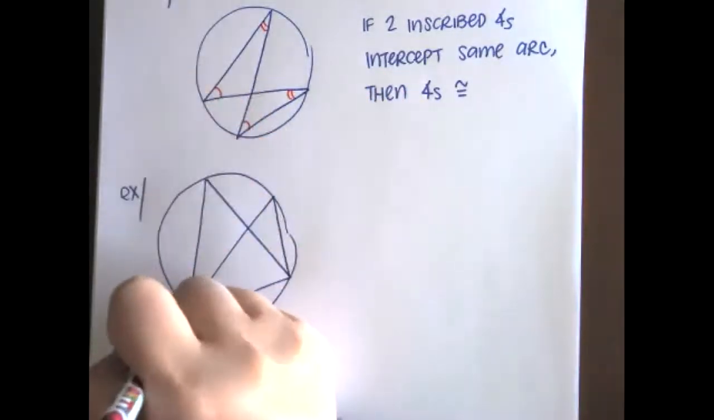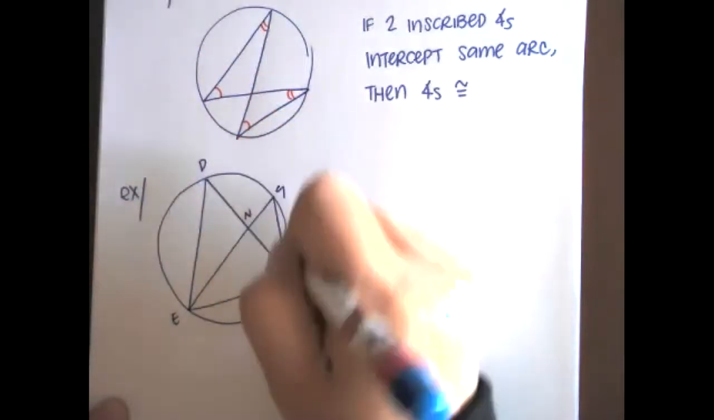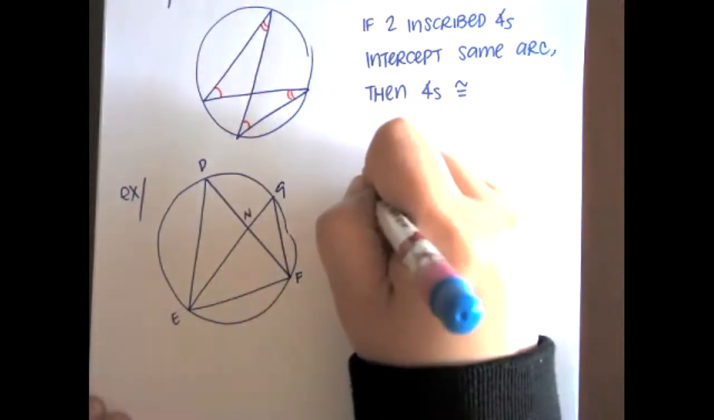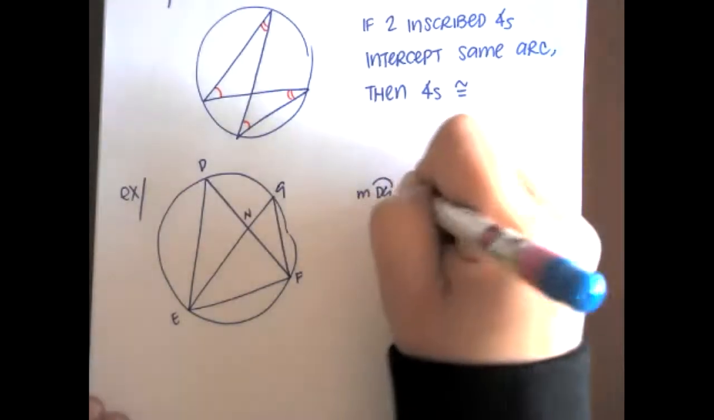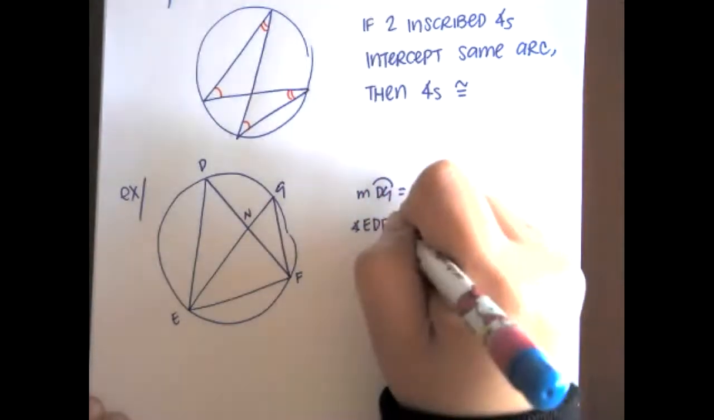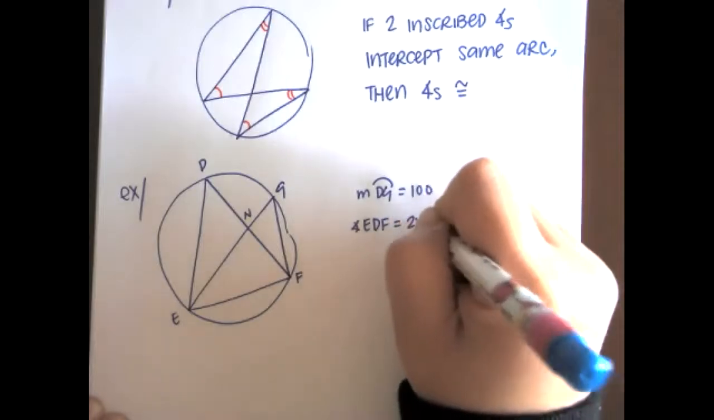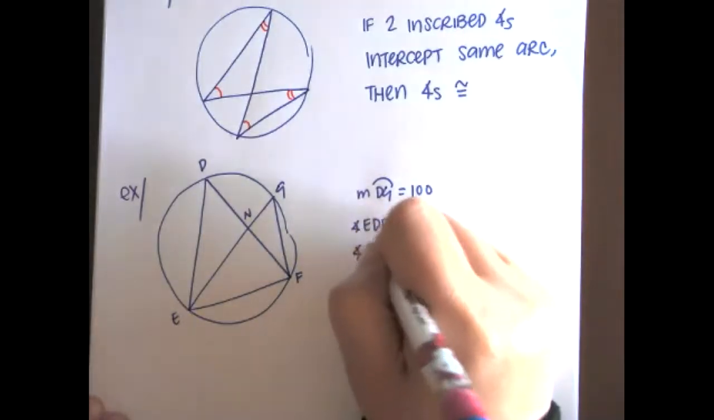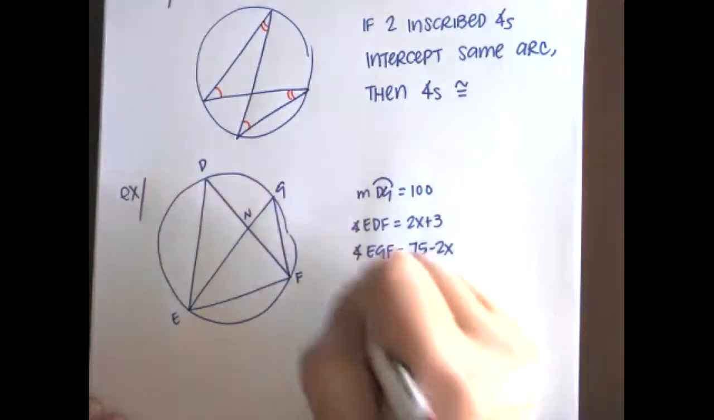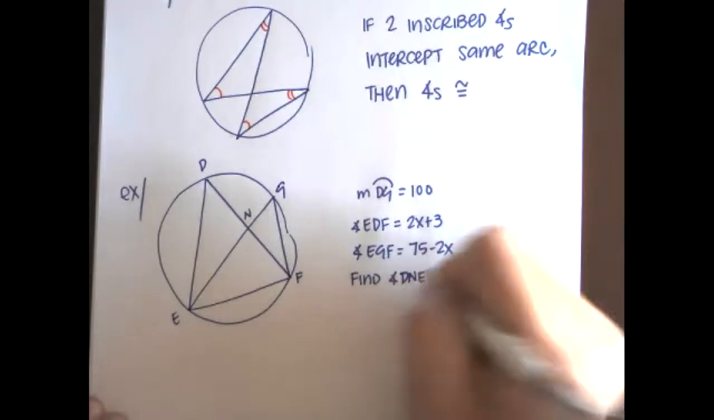Okay. E, D, N, G, F. So measure of arc DG is 100. Angle EDF equals 2x plus 3, angle EGF equals 75 minus 2x. Find angle D and E.